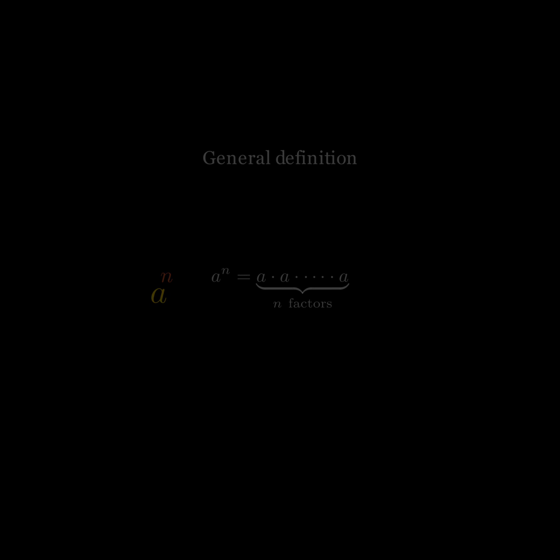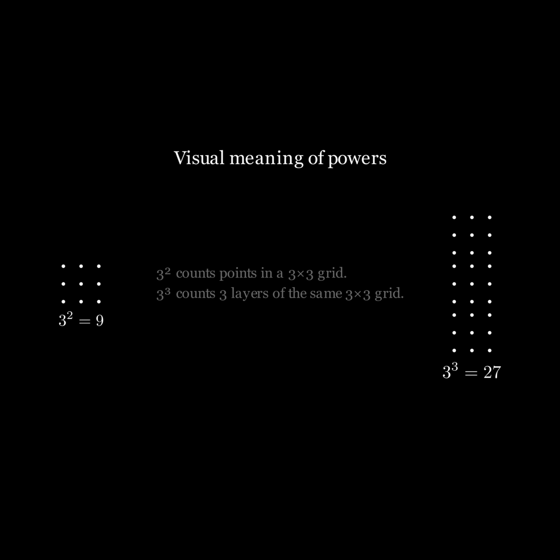Now let's make powers visual. So 3 to the power of 2 means a 3 by 3 grid, that's 9 points. While 3 to the power of 3 means 3 layers of the same grid. 3 copies of 9 points stacked. That's 27. So the exponent tells us how many layers or how many repetitions we're dealing with.